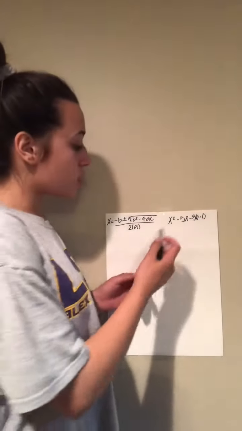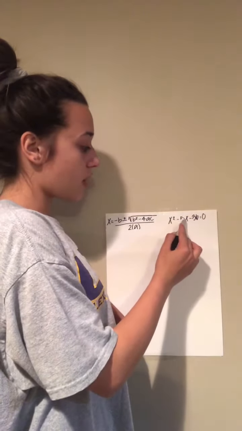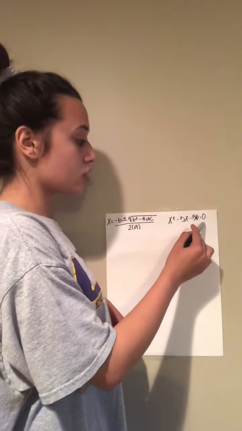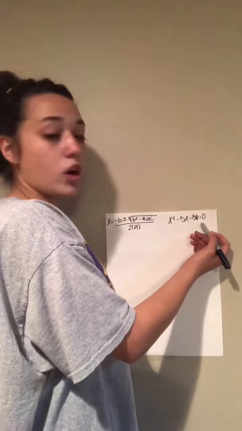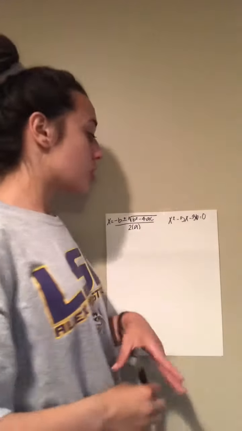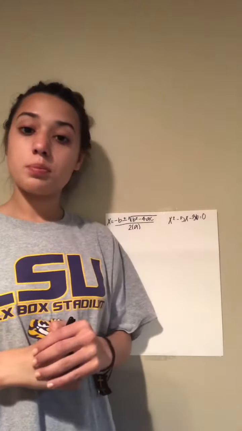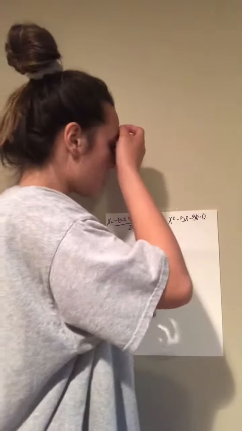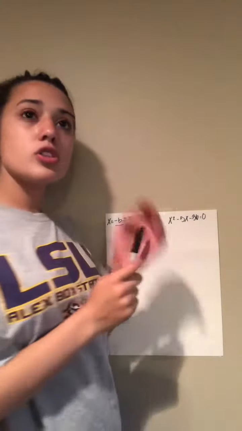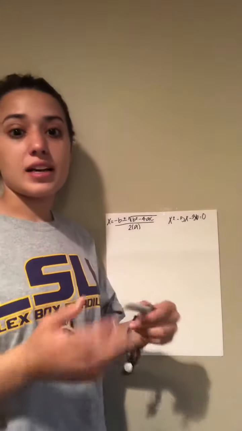So in this equation, we see that x squared minus 5x minus 36 equals 0. This is the standard form of a quadratic equation. So they're usually written as ax squared plus bx plus c equals 0. Now, moving on to what the quadratic formula exactly is.